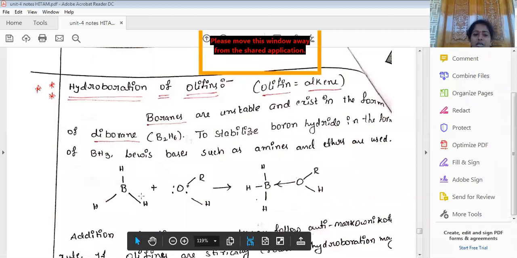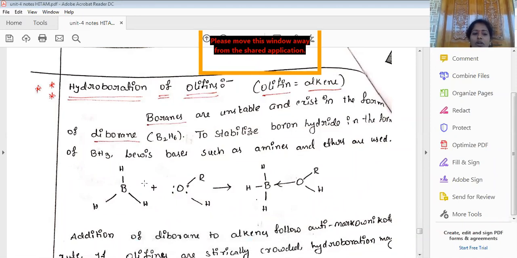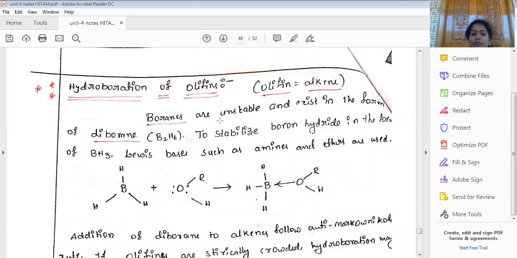Boranes are unstable. BH3 is called a borane. Boranes are unstable; they exist in the form of diborane. Because of their electron deficient nature, they always form a dimer. The dimer is called diborane, B2H6. It is a bridged compound that stabilizes the boron hydride.